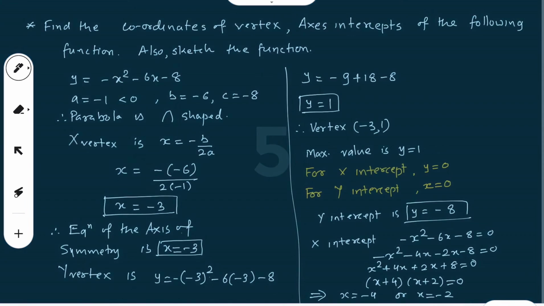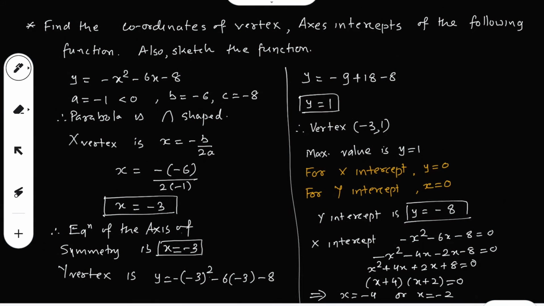So we have to sketch it. Sketch means you should have a general shape which represents all the information. It may not be very accurate, but important components of the graph must be present. So I'll just write down the important parts. Axis of symmetry is -3, x-intercepts are -2 and -4.